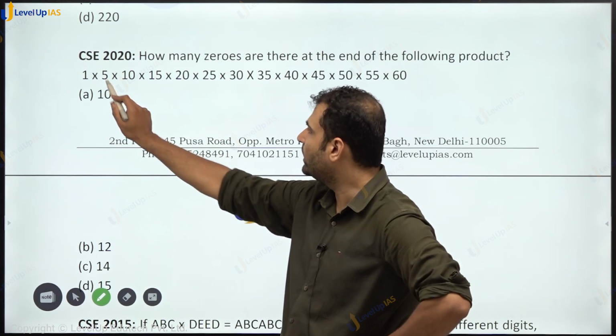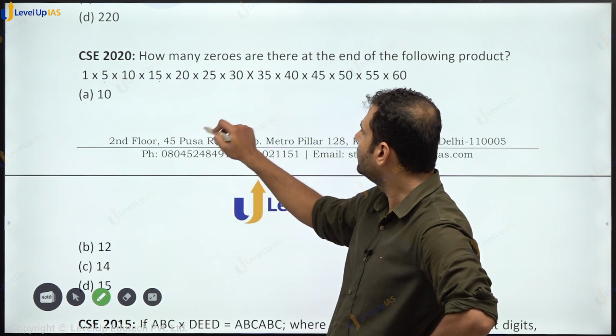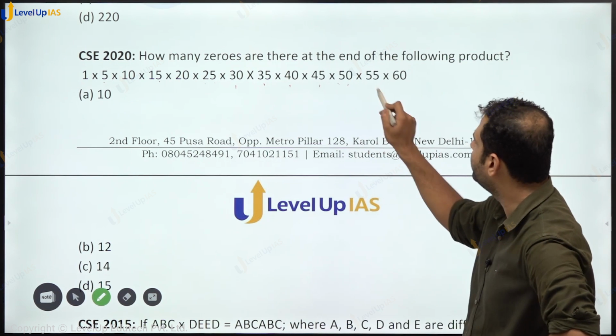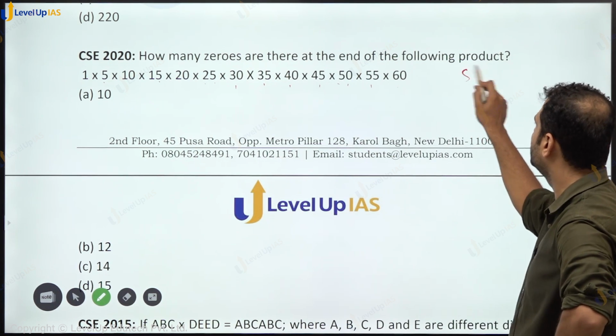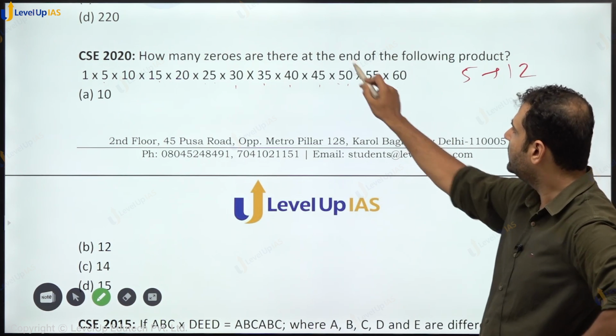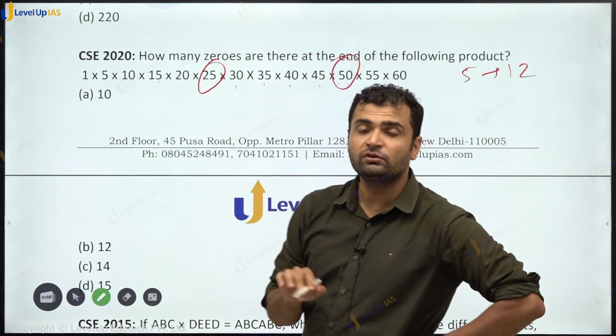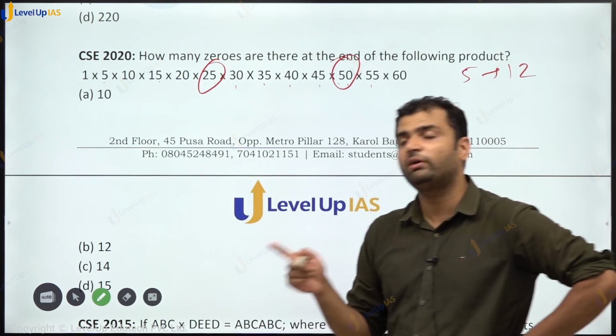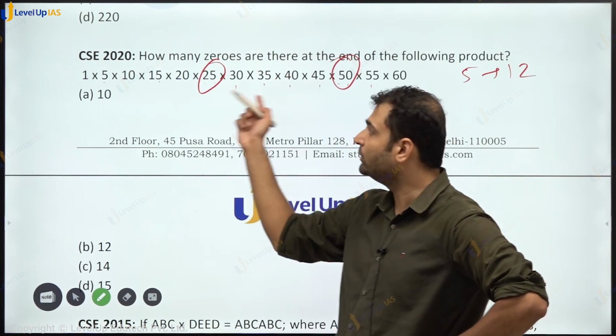5 appears 1 2 3 4 5 6 7 8 9 10 11 12. 12 times 5 appears, right? Here in 50 and 25 it appears twice, because 25 is 5 into 5. 50 is 25 into 2, meaning 5 into 5 into 2. That is why there we have to count twice.